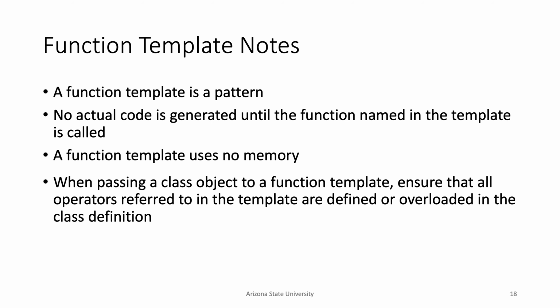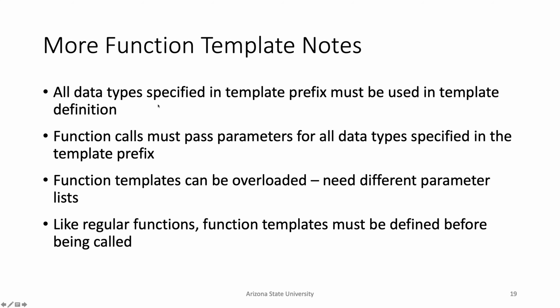Okay, so yeah, we talked about that. If you have a template prefix, so the T and the U thing that we talked about, those are the template prefixes. All data types you make must be used somewhere, which is pretty obvious. When you call the function, you must pass parameters for all data types specified in the prefix, which makes sense. So if you specify you're passing a T and a U, you better pass a T and a U. Or it's not necessarily different types here, but rather you're specifying a type for it.